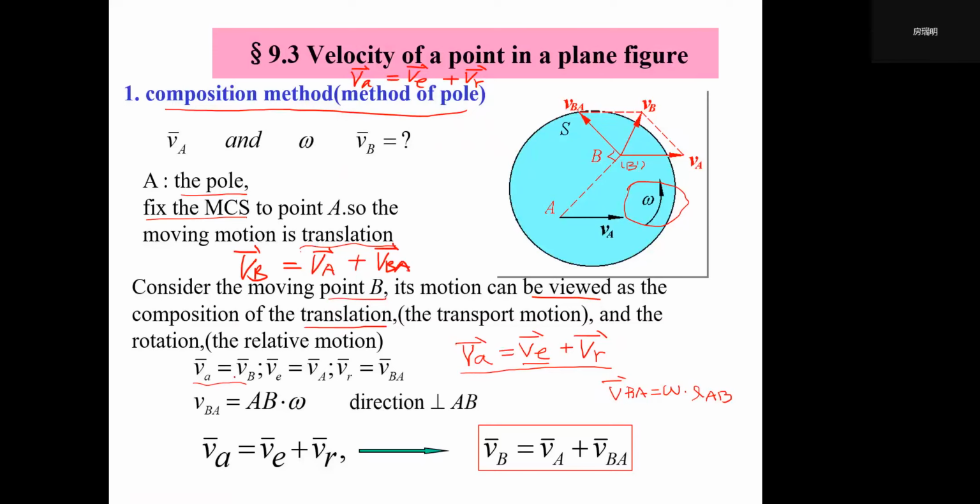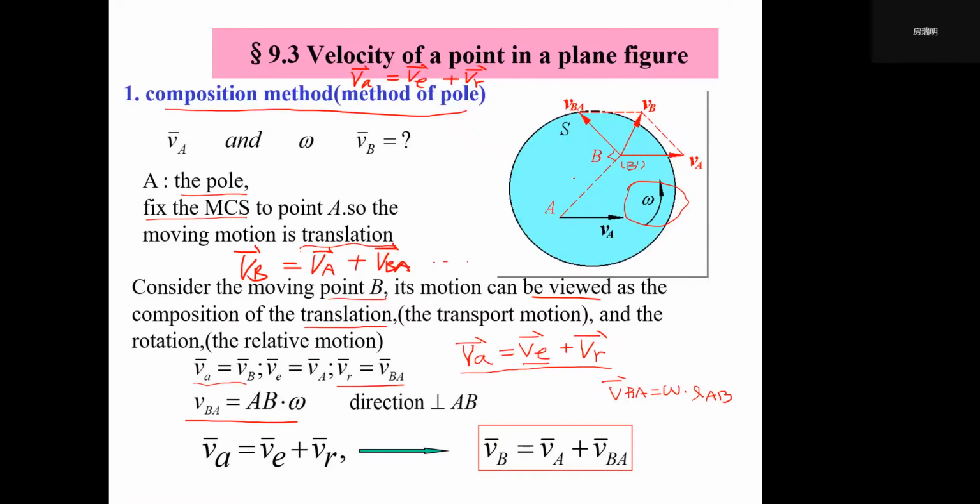So that means the transport velocity actually is VA, because our MCS is fixed on point A. So this VE is the velocity of a point on the MCS, which is the velocity VA. This is very, very important, because this VBA means the rotation component of this plane figure. So it will always equal omega times the length of AB.